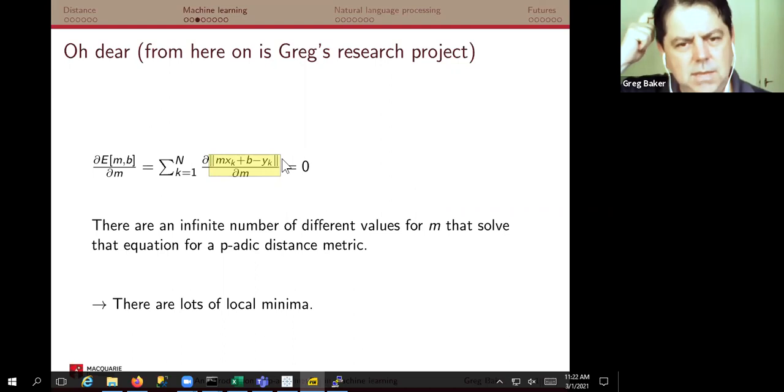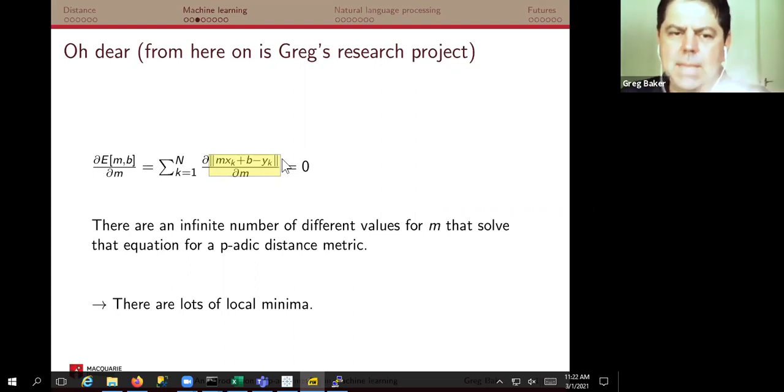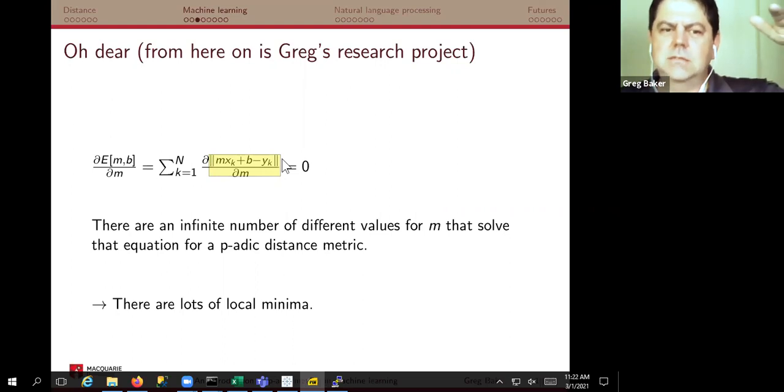So there'd be a problem here, which means that as I'm increasing b, for example, there will be many different points at which suddenly the sum of p-adic distance metric drops down and gets small, and then it gets big again, and then it suddenly drops down and gets small and then picks up and gets big again. There are lots of local minima.